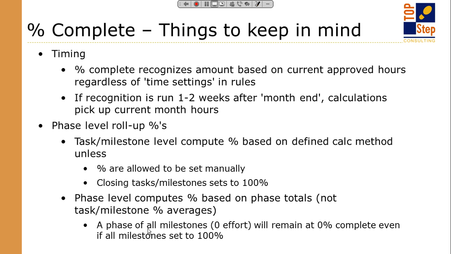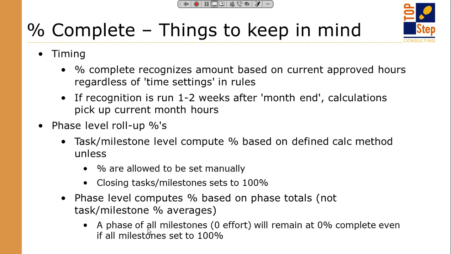The other thing to keep in mind is when you have a series of milestones or phases, milestones or tasks that roll up to a phase, the phase does not actually average the percent complete across the tasks and milestones that belong to it. What it does is it takes the total planned hours, the total estimated hours, depending on what feature you have turned on, and the total approved hours across all of the tasks and milestones that belong to it, and then recalculates percent complete based on those values at the phase level.